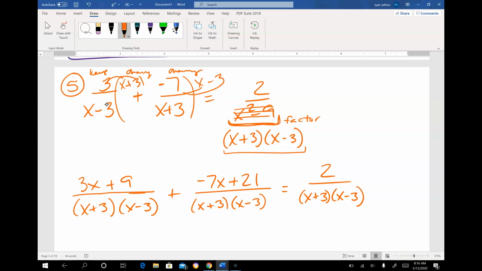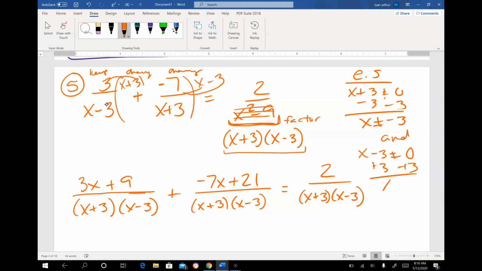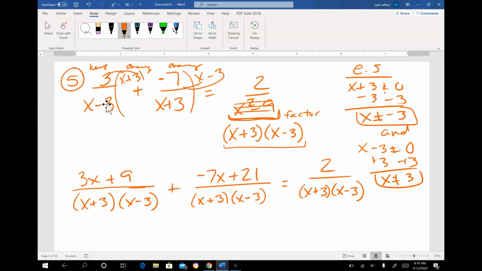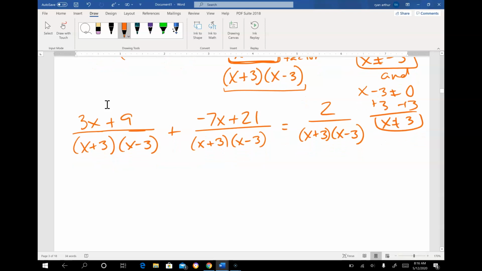Okay? Now, your extraneous solutions. That is x plus 3 can't equal 0. So we subtract the 3, so x can't be negative 3. And another one, x minus 3 can't equal 0. So we solve it. So x can't be positive 3, nor can it be negative 3 as a solution. Okay? So now we've got that, we're going to come in here and solve.